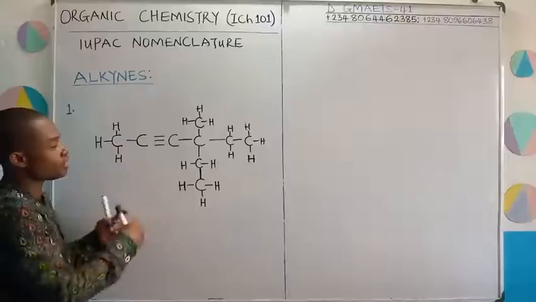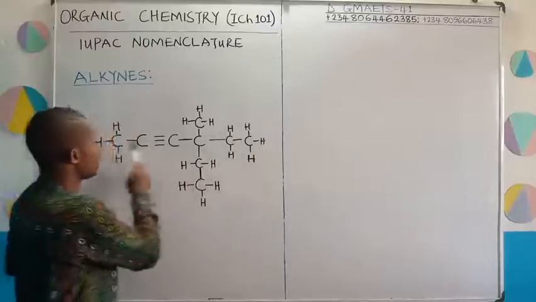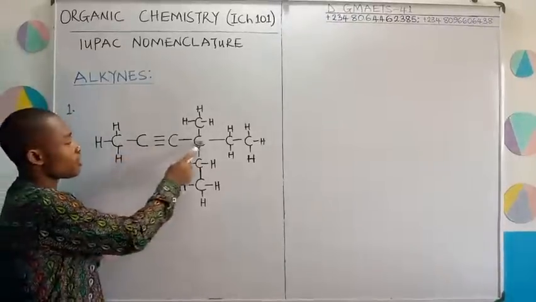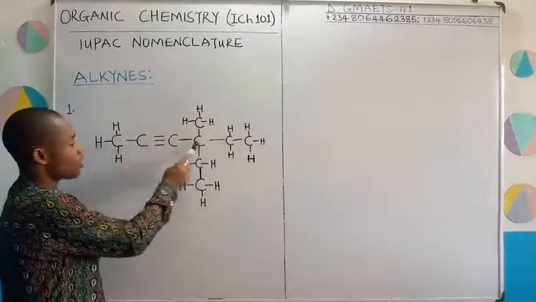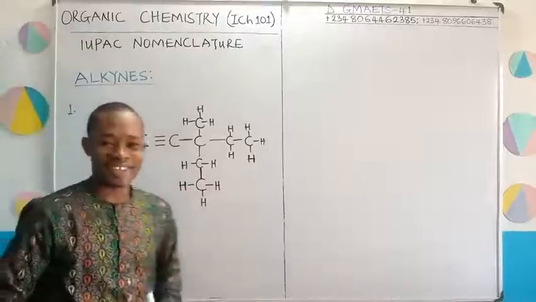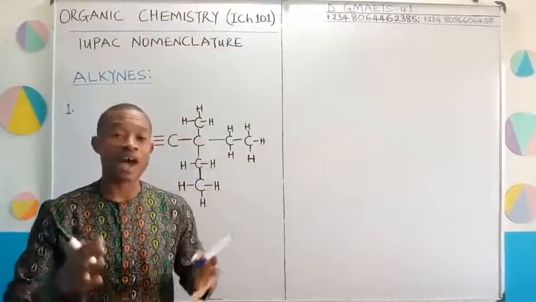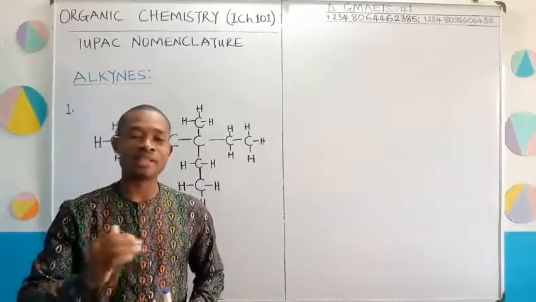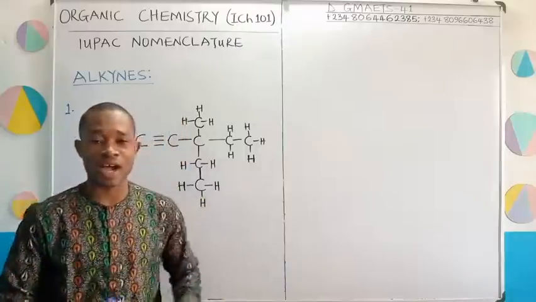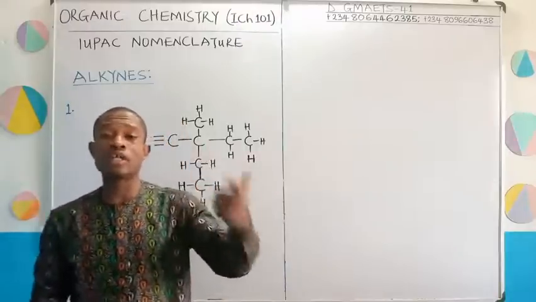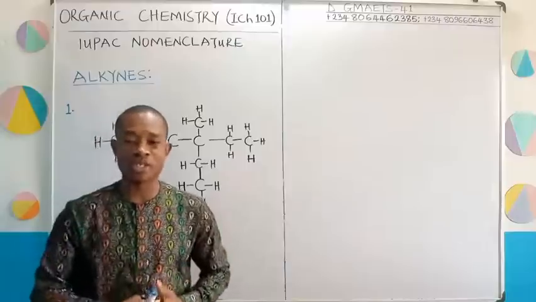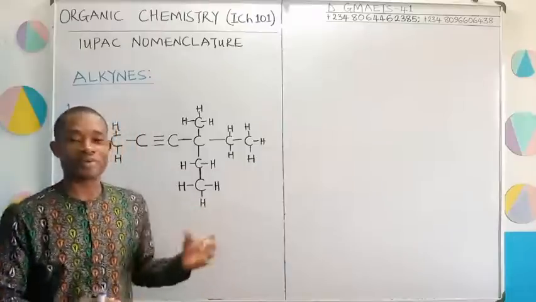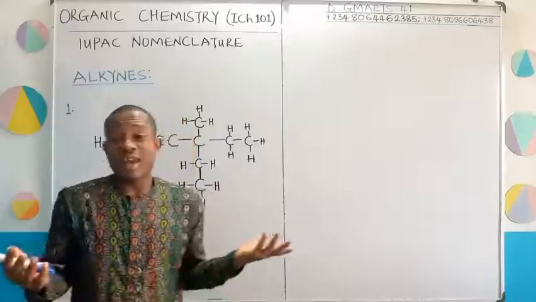So to find the longest carbon chain, I can check this straight chain and this branched chain to find out which one is longer. 1, 2, 3, 4, 5, 6. 1, 2, 3, 4, 5, 6. So we have 6 carbon atoms as the longest carbon chain here. When we treated alkanes and alkenes, I told you that if the longest chain gives us an equal number of carbons as any branched chain, I prefer taking the straight chain as the longest chain and treating that branch as an attachment.